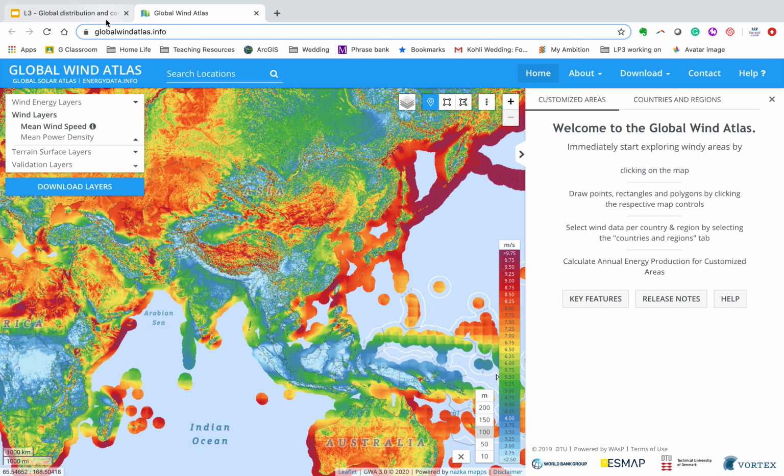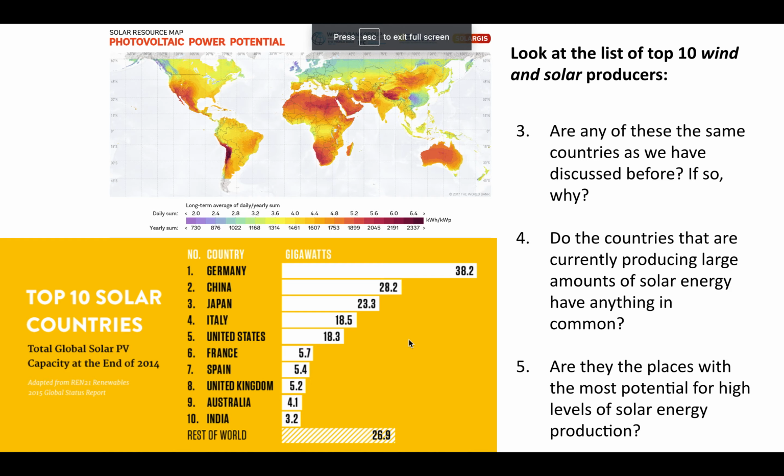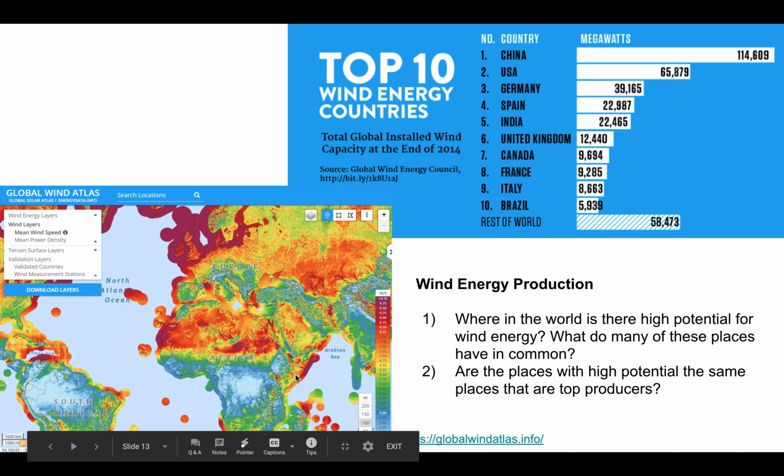Let's go back. So in your worksheet, you are answering just 2 questions, and there's another 3 on my next slide. So where in the world is there high potential for wind energy? Where did we say? Okay, yes, it is the areas with dark colours, but you need to actually name them. So in particular, the UK and the North Sea looks really strong. Coastal regions tend to be very good for wind energy, and that includes, for instance, islands.